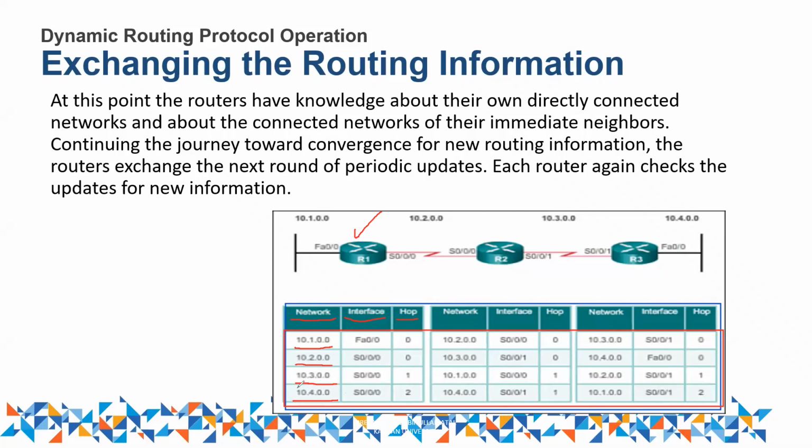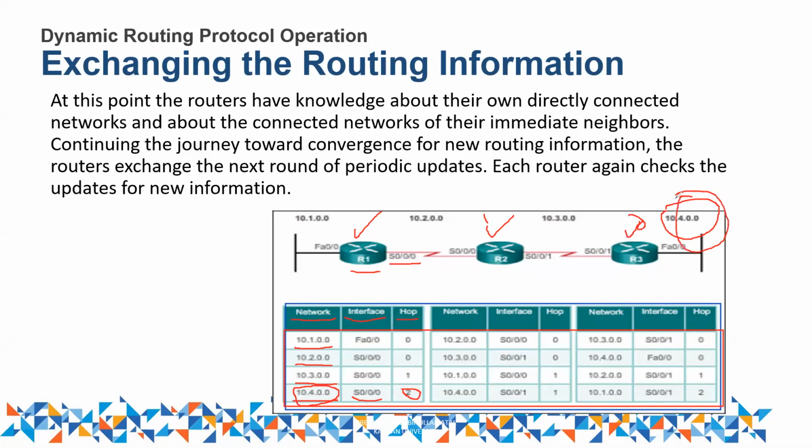let's focus on 10.4.0.0. This is the IP of this network, okay? Router 1 knows that 10.4.0.0 is available on which interface? On serial S0/0/0, you can see. Okay, after how many routers is this destination network available? After 2 routers. One router is here, one router is here, so 1 and 2.